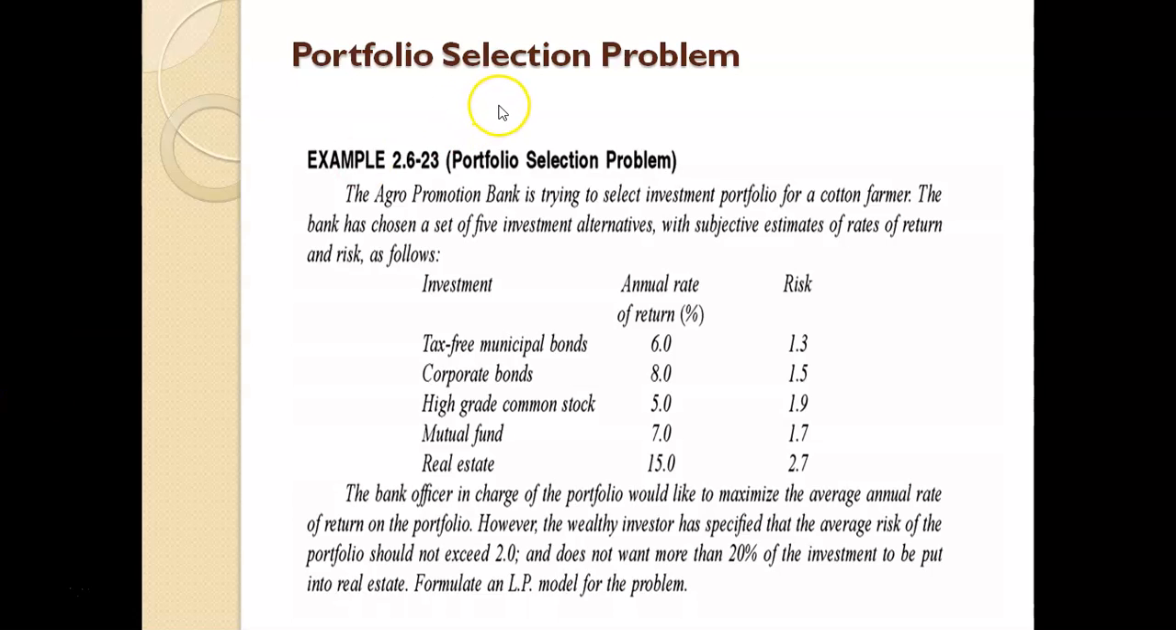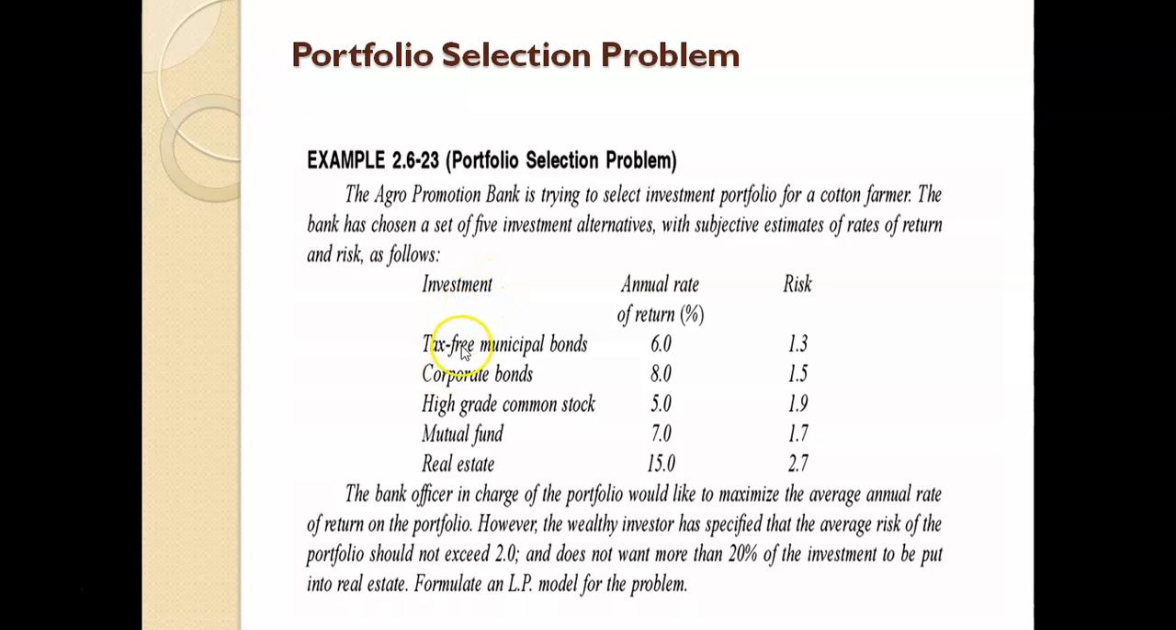Next, now I am discussing a second problem, a second optimization problem, which can be modeled with the help of linear programming models. Okay. The Agro Promotion Bank is trying to select an investment portfolio for a cotton farmer. The bank has chosen a set of 5 investment alternatives with subjective estimates of rates of return and risk as follows. So this is the data given.